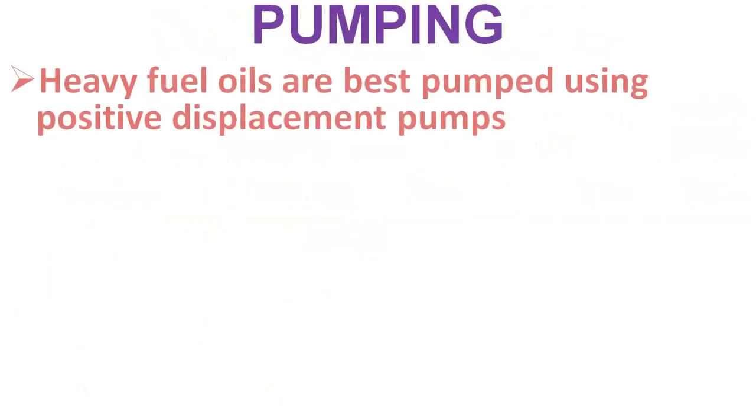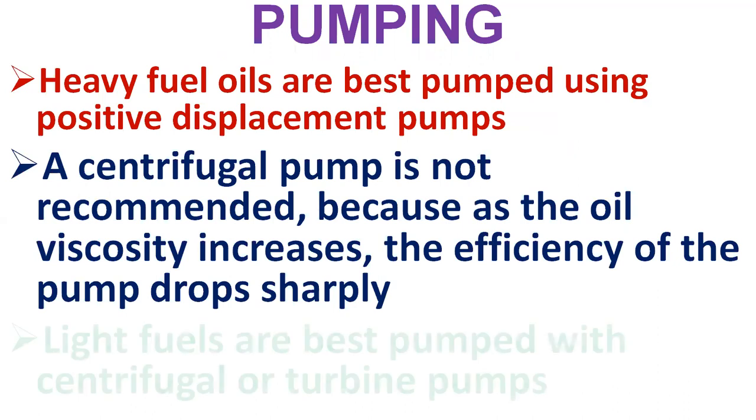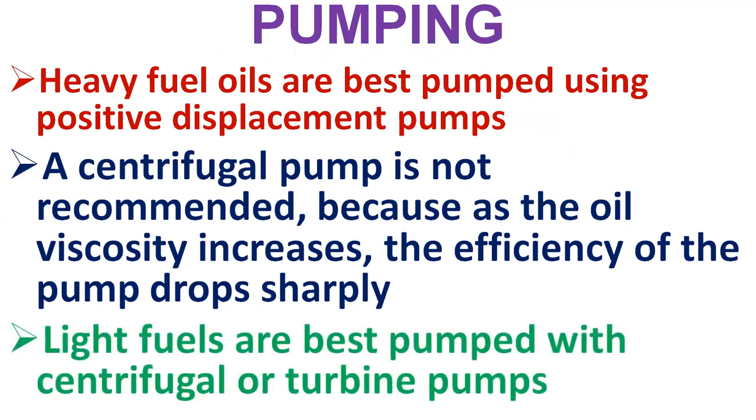Heavy fuel oils are best pumped using positive displacement pumps as they are able to get fuel moving when it is cold. A circulation gear pump running on LDO should give between 7,000 to 10,000 hours of service. Diaphragm pumps have a shorter service life but are easier and less expensive to repair. The centrifugal pump is not recommended because as the oil viscosity increases, the efficiency of the pump drops sharply and the horsepower required increases. Light fuels are best pumped with centrifugal pumps. When higher pressures are required, piston or diaphragm pumps should be used.